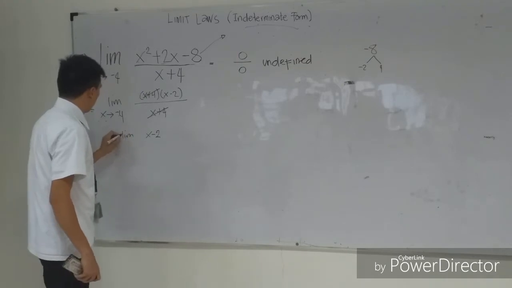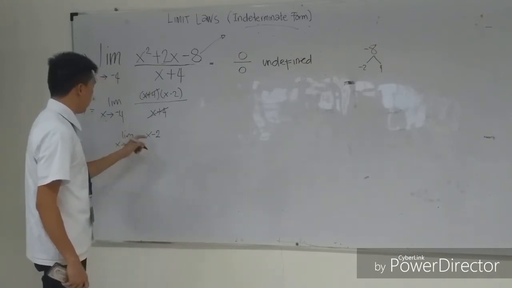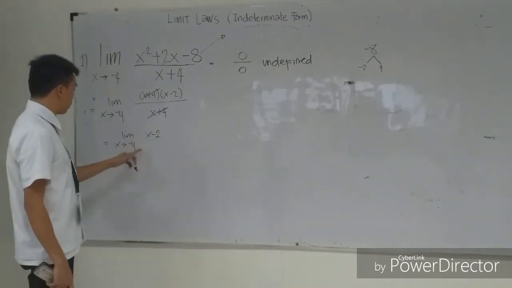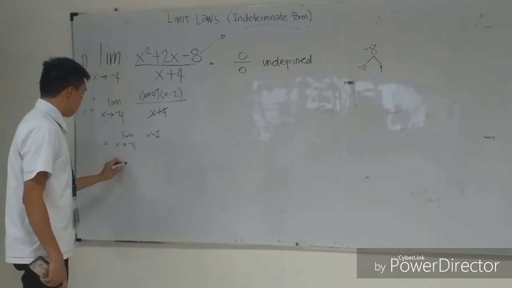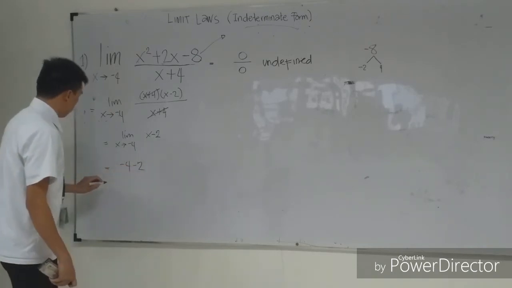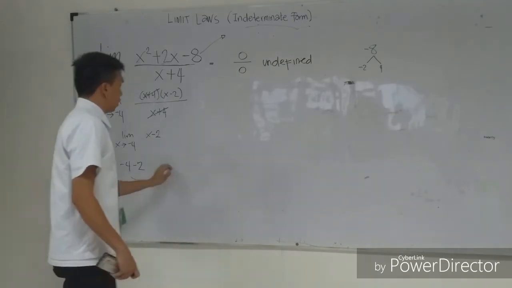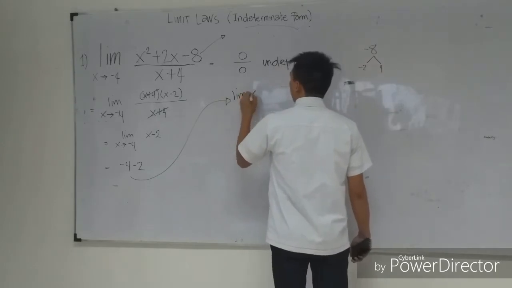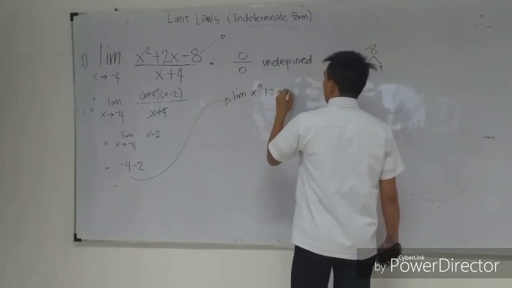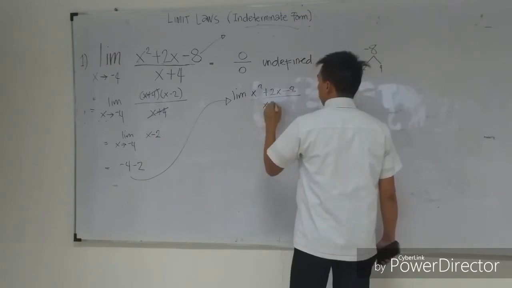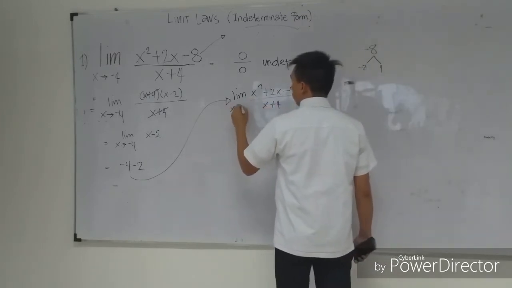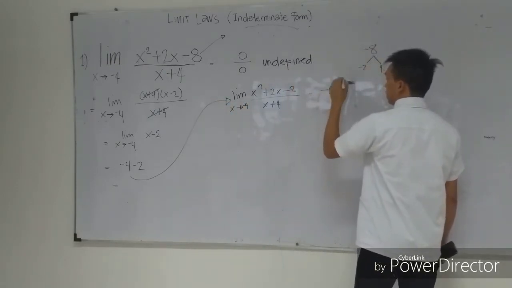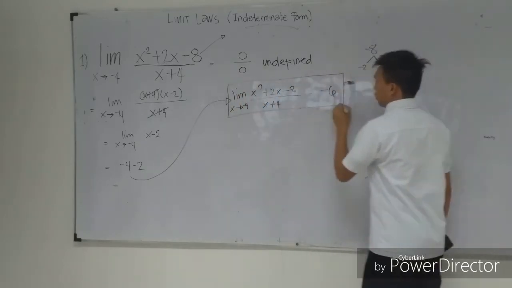We have limit as x approaches negative 4 of x minus 2. So we need to substitute the value of x by negative 4. So we have negative 4 minus 2. So our result, limit of x squared plus 2x minus 8 over x plus 4 as x approaches negative 4, is equal to negative 6. So that's it.